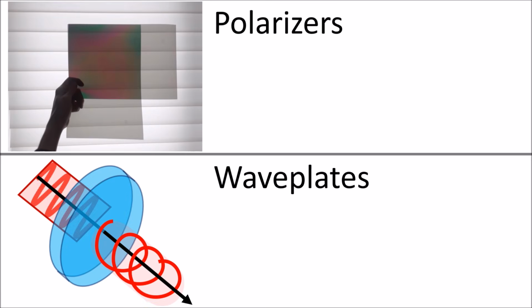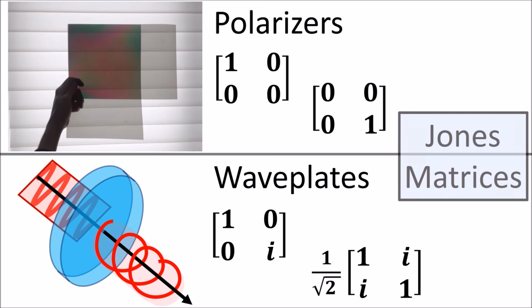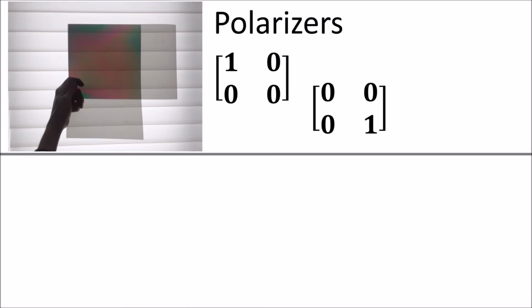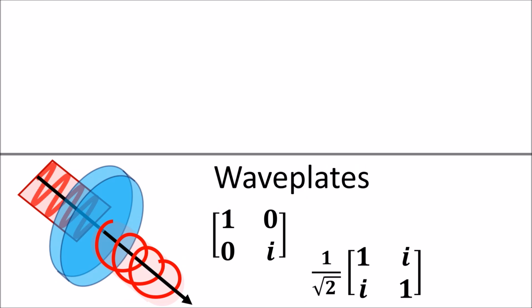So when it comes to light waves in real life, we can manipulate the polarization of light waves using various optical devices, like polarizers and waveplates. In the world of math, these correspond to multiplying our Jones vectors by various matrices called Jones matrices. I'm not going to discuss polarizers in this video. Minute Physics and 3Blue1Brown have already done really good videos on polarizers that I've linked in the description. For this video, the more relevant optical device I'm going to talk about is the waveplate.